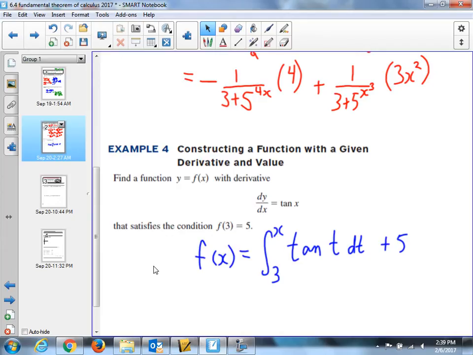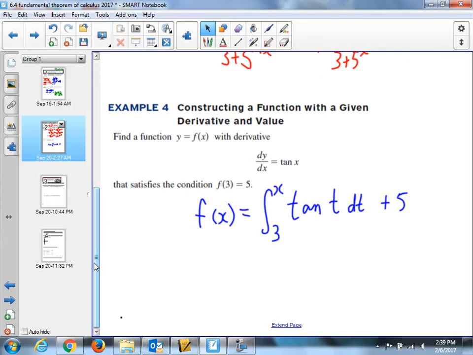Why? Let's see if this works. What's the derivative? Is it going to give me tan of x? Well, if I do the derivative, so d by dx of this expression, f prime, what's going to happen? The 3 part will disappear and I just get tan of x, right? And the derivative of 5 is 0.